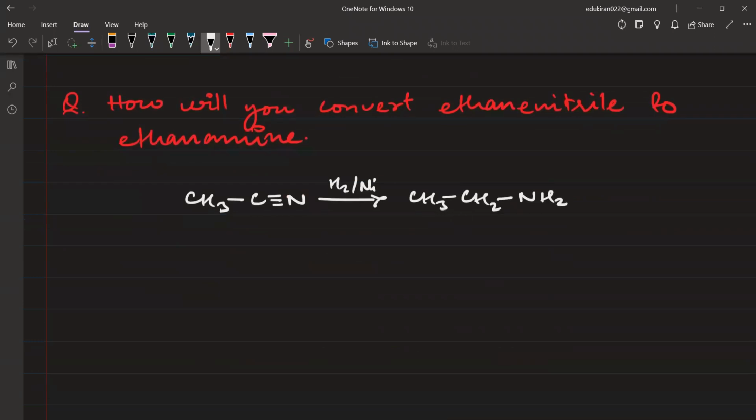One thing to remember: the IUPAC nomenclature of this is ethane nitrile. But if you write the common name, this is methyl cyanide. So this is methyl cyanide, and the product will be ethanamine. Sorry, not nitrile, ethanamine.